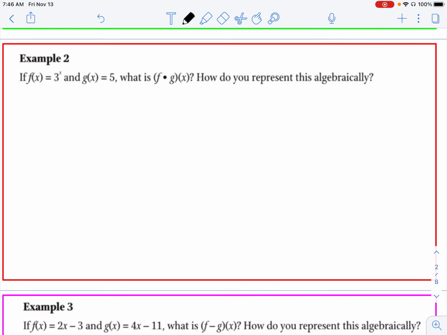Look at example 2. It says if f of x equals 3 to the x power and g of x equals 5, what's f times g of x, and how would you represent this algebraically? So f times g of x means we're going to take f of x and we're going to multiply it to g of x. So I can substitute in f of x was 3 to the x power, and g of x was 5.